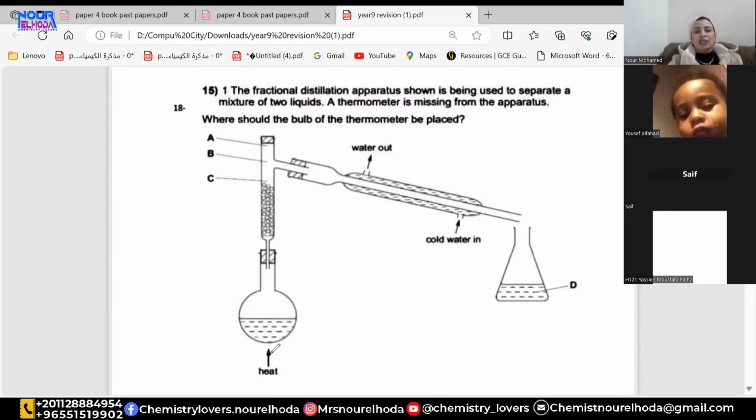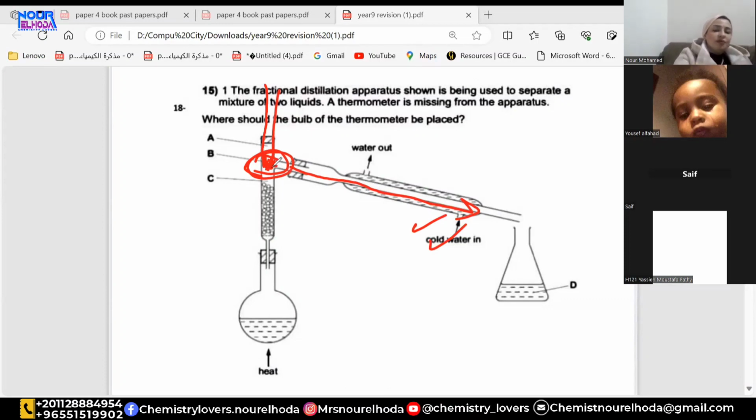Question 18. Where should I put the bulb of the thermometer? I told you about this trick in class, if you remember. If there is a thermometer, the bulb is supposed to be in this area. Why especially here? Because I need to check what gas goes through here, to the condenser. So it needs to be at B.